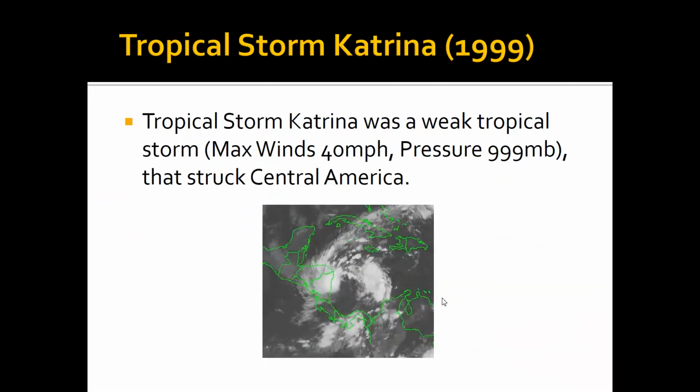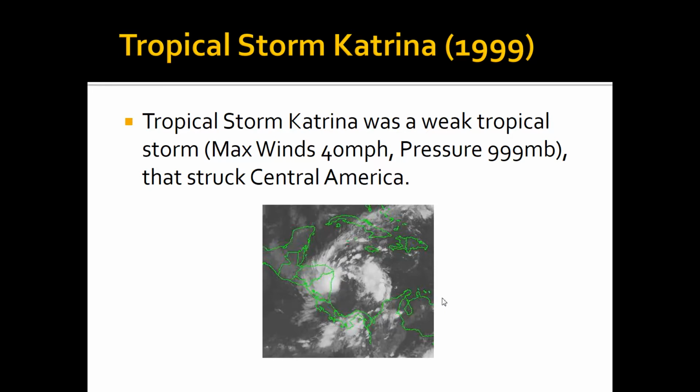So I mentioned previously that when a storm forms, it gets a name, and if that storm wasn't anything particularly remarkable, once it loses that name, the name is reused 6 years later. Well, this is Tropical Storm Katrina from 1999. It was a very weak tropical storm. It hit Central America. It caused very little damage. It was just basically a rainy day. And so nothing remarkable was associated with the name Katrina in 1999.